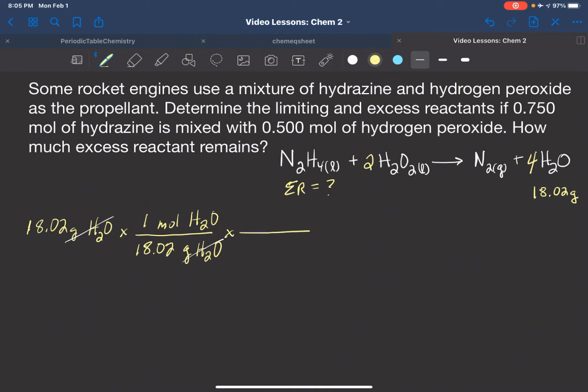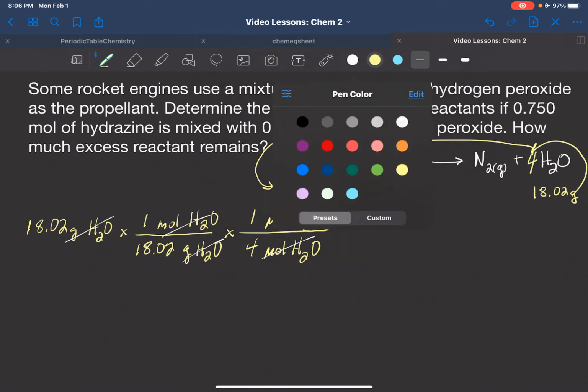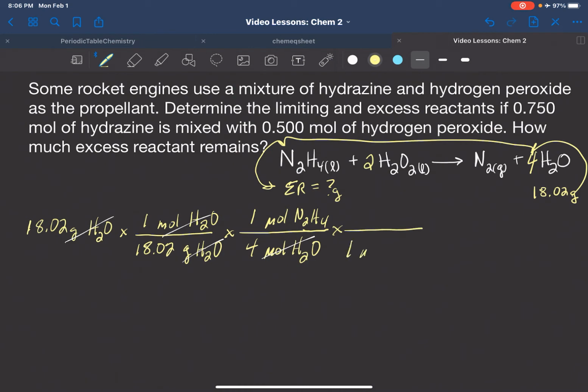All right, so we're going grams to mole, mole to mole, then mole to grams, right? So 18.02. So we're going to bring down moles of water to moles of the hydrazine. And we can see that there's 4 moles of water for every 1 mole of hydrazine in this reaction. Now, in 1 mole of hydrazine, N2H4, how many grams of N2H4 are there? Well, if we do the math, we've got nitrogen is 14.01 times 2, plus the 1.01 times 4, so that'd be plus 4.04, right? And that should give us 32.06.